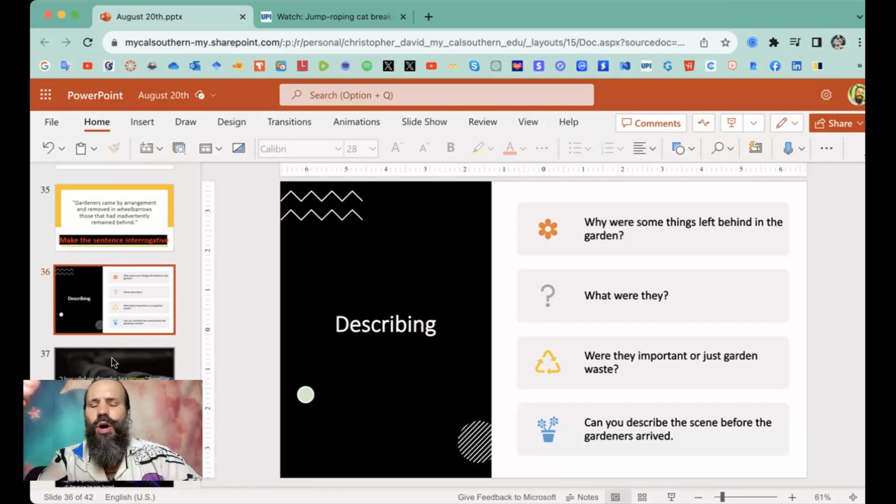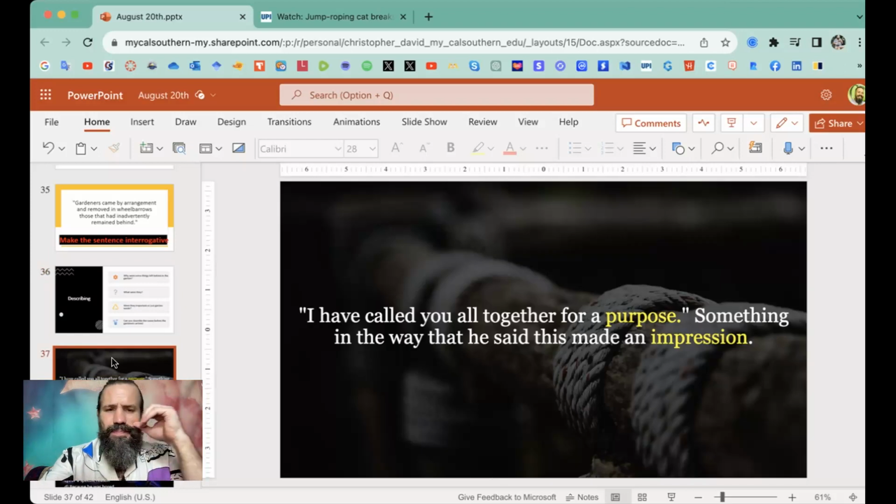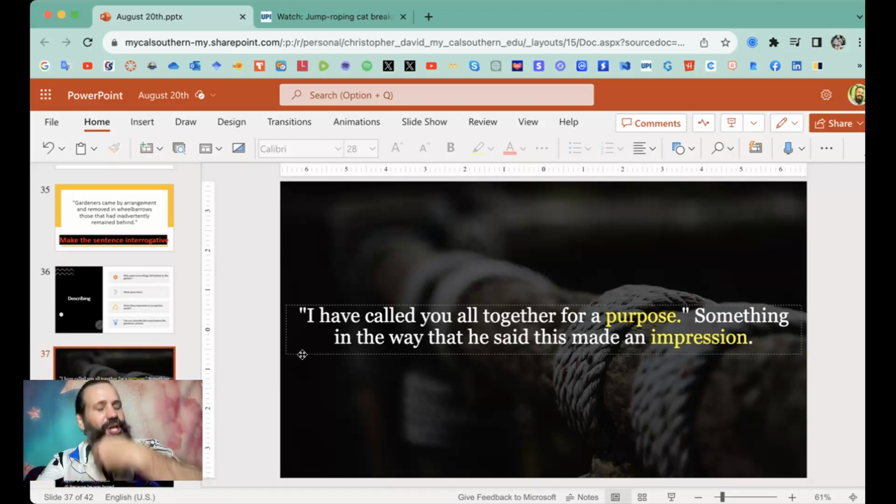And he was able to do all this. There's like a party and stuff. This actually was related to it. Another sentence that he gave me: "I have called you all together for a purpose." Something in the way he said this made an impression. Okay, so again, we have purpose, which is like we've been talking about: intentional, deliberate. Inadvertently is the opposite, of course.